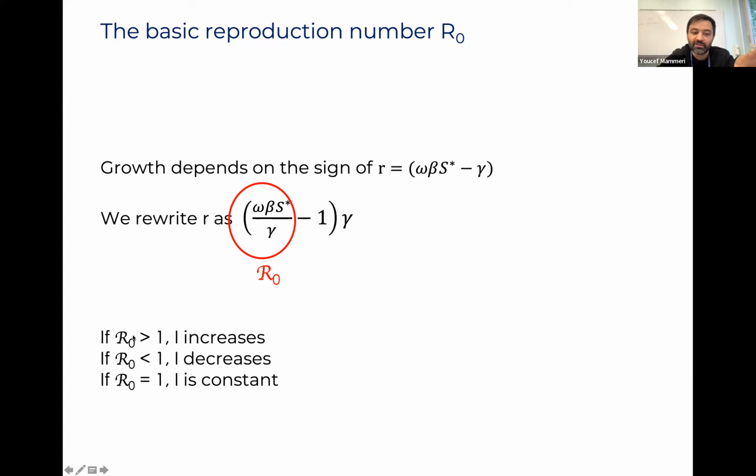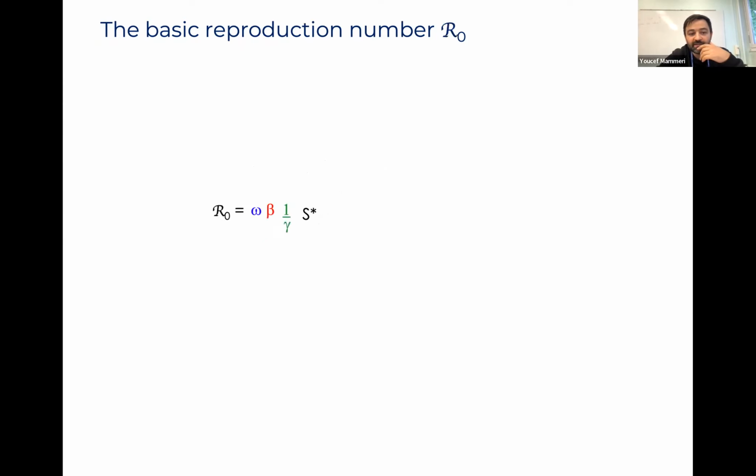So greater than 1 means that small r is positive, so the infected is increasing. If it's less than 1, it's decreasing. And if it's equal to 1, it's constant. But why is it interesting?